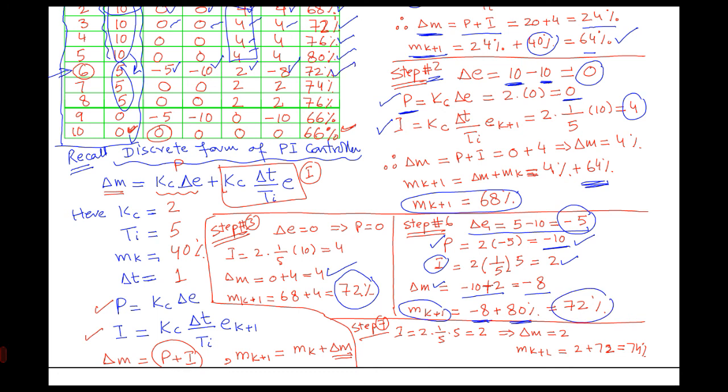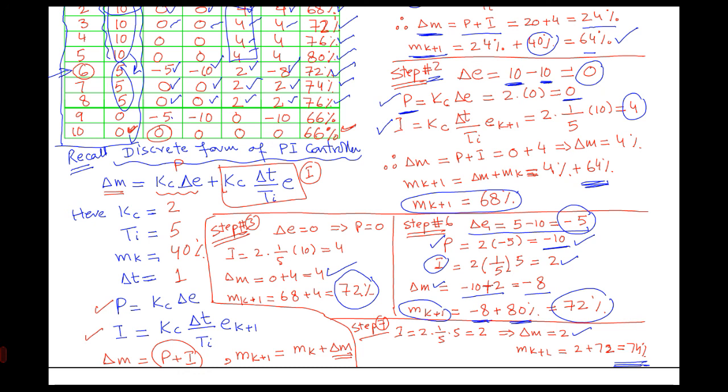Step 7, again the delta E is now 0, so proportional is 0 again, and the integral is still 2, and adding to the previous value, it becomes 74%. The error remains 5, delta E remains 0, the proportional is 0, integral is 2, and we have 76, and finally we have the value. The same goes with step 9.